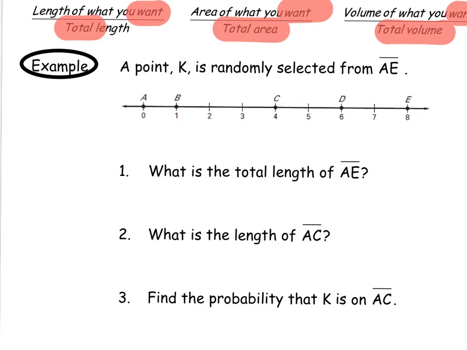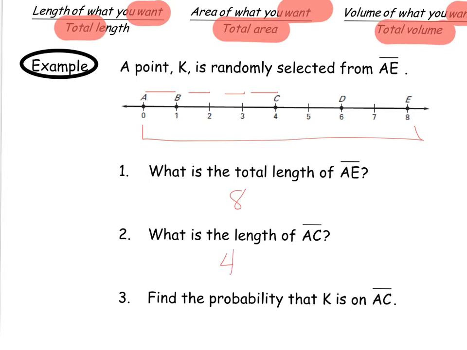A point K is randomly selected from AE. Well, segment AE goes from here all the way to there, right? So what is the total length? From A to B is 1, 2, 3, and we go all the way up to 8. Now what is the length of AC? We have 1, 2, 3, 4, right? So the length of AC is 4.